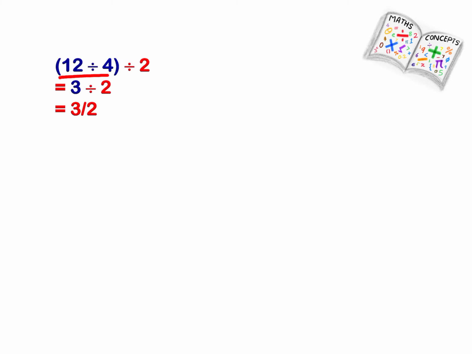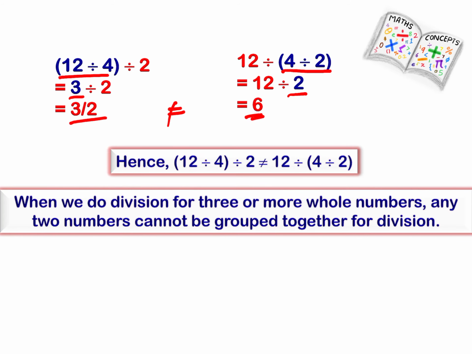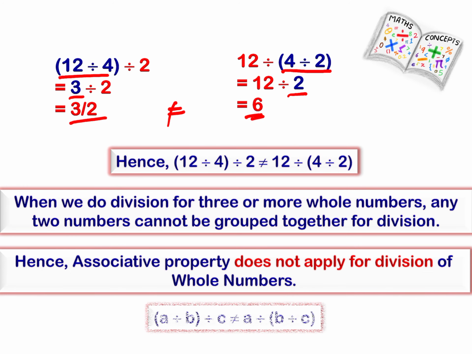In this example, I have grouped the first two numbers, 12 divided by 4, which gives me 3, and 3 divided by 2 gives me 3 by 2. In the second case, I have grouped the last two numbers together, that is 4 divided by 2, which gives me 2, and 12 divided by 2 gives me 6 as the answer. Here also the answer is not the same. Okay, and that's why the associative property does not apply to the division of whole numbers.